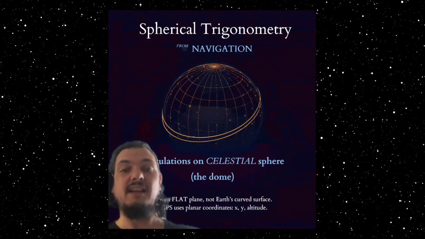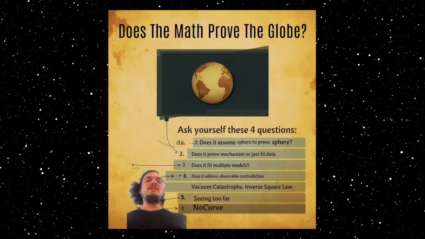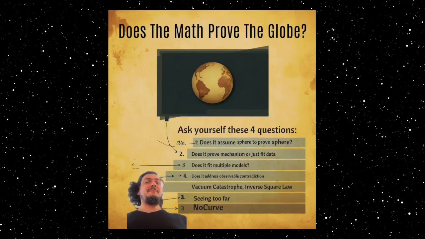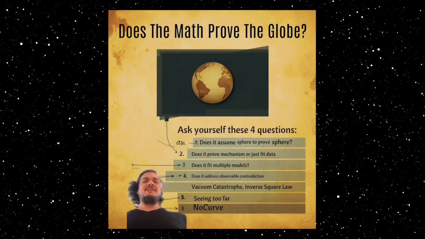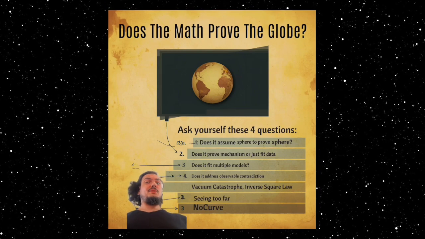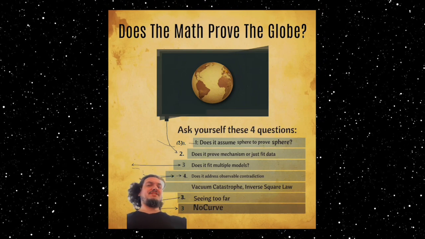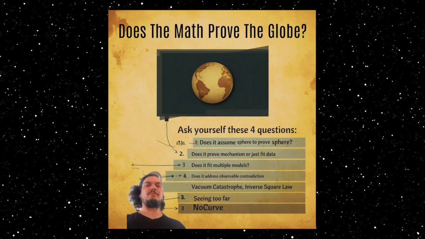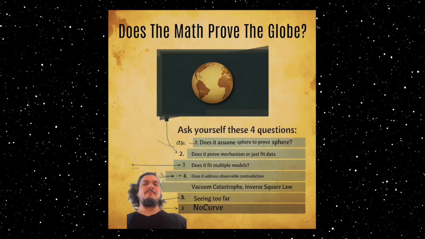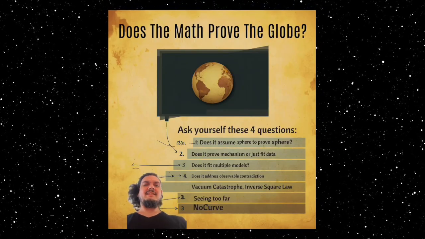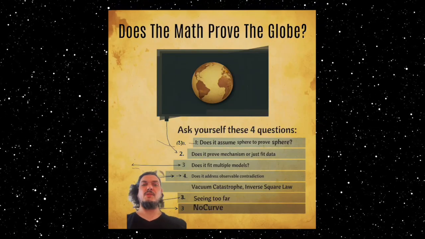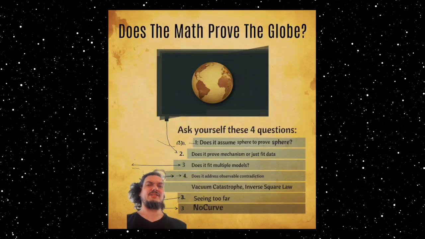That's telling in itself. So when evaluating any equation that someone claims proves the globe, ask yourself, does it assume a sphere in order to prove a sphere? Does it just describe observations that fit multiple models? Does it actually prove a mechanism or just fit data? Does it address observable contradictions like the Polaris zoom problem?